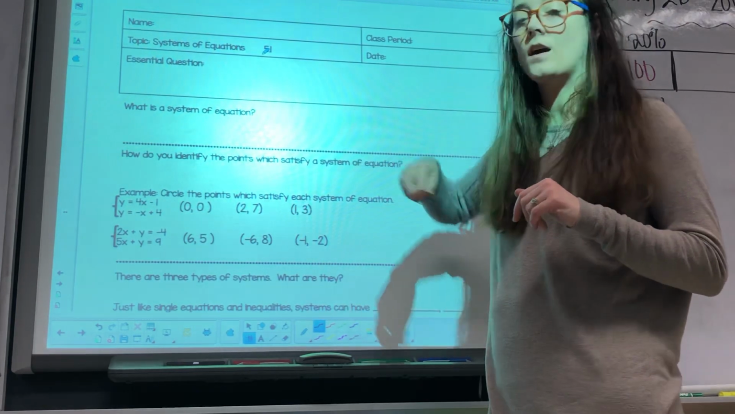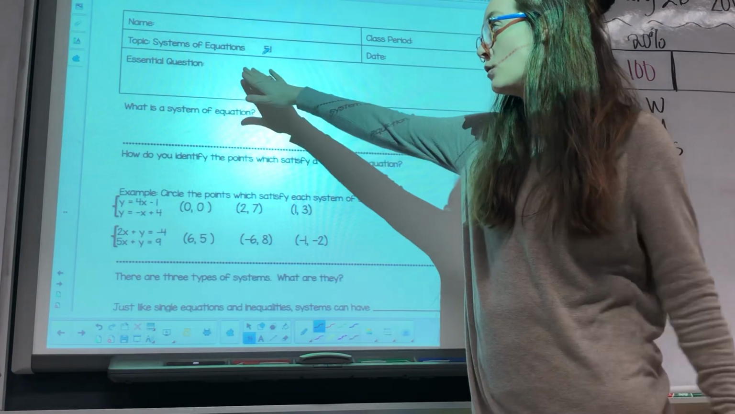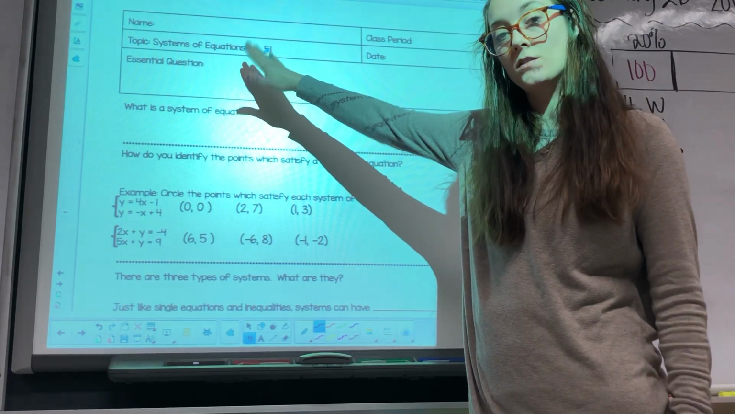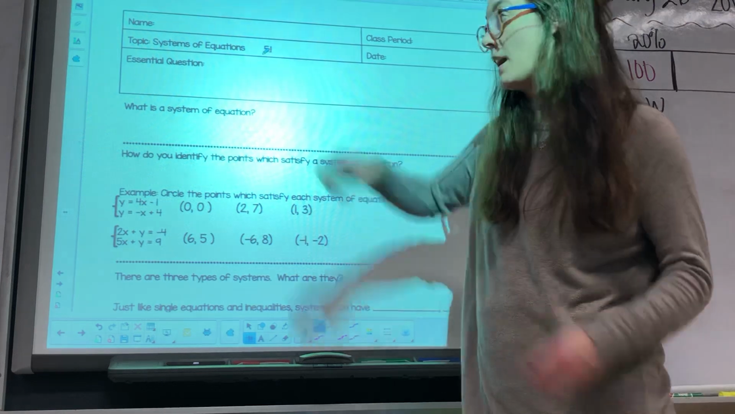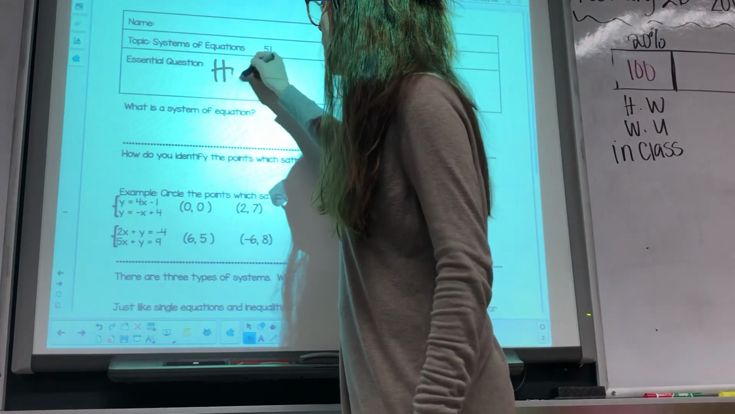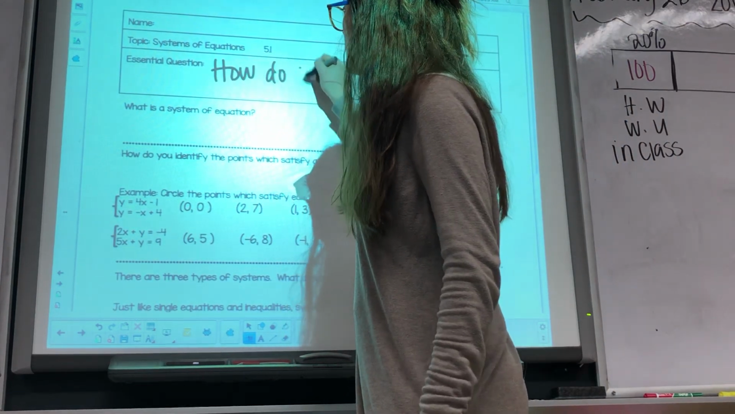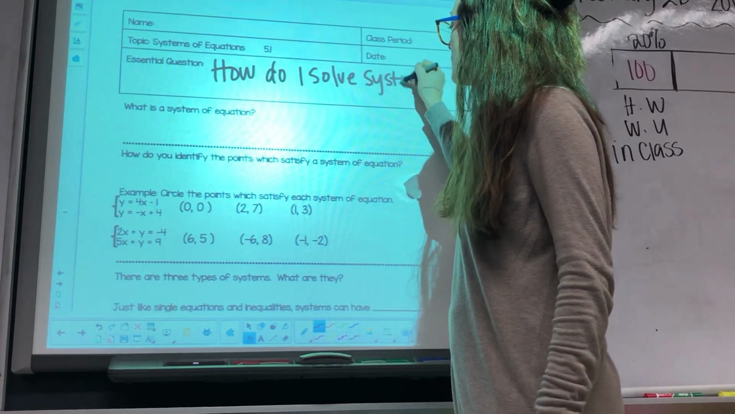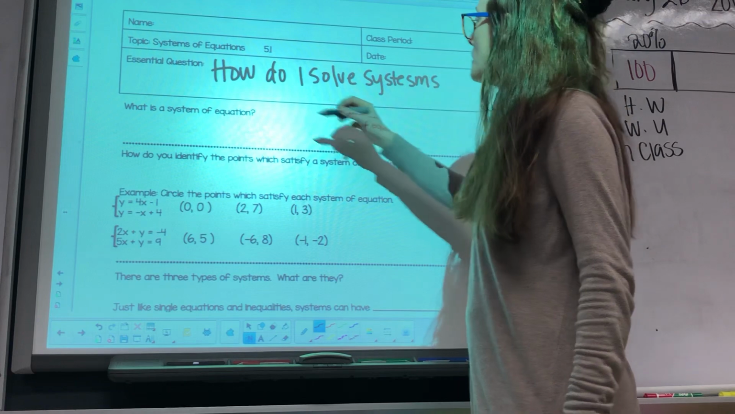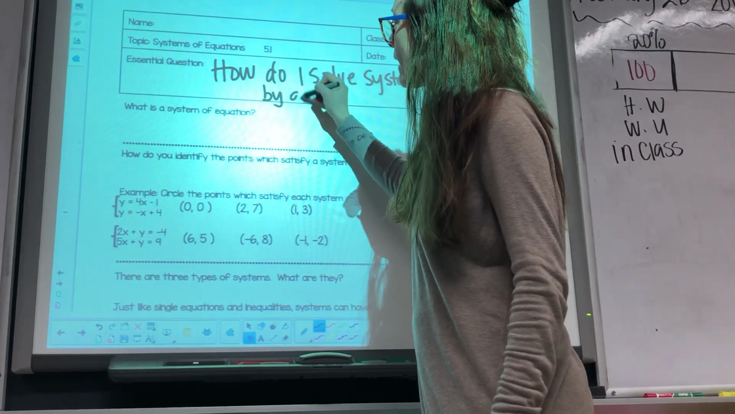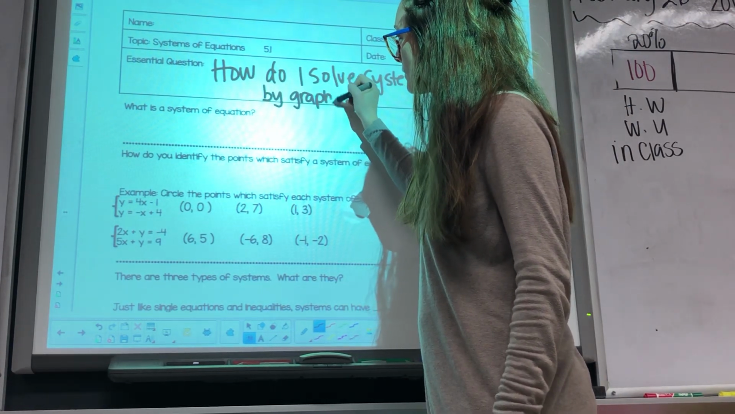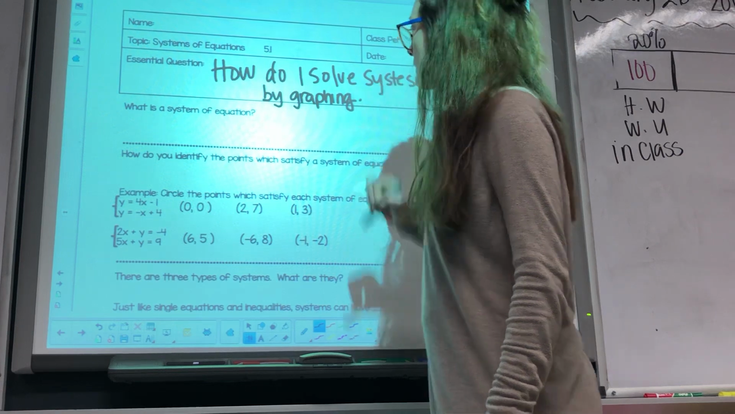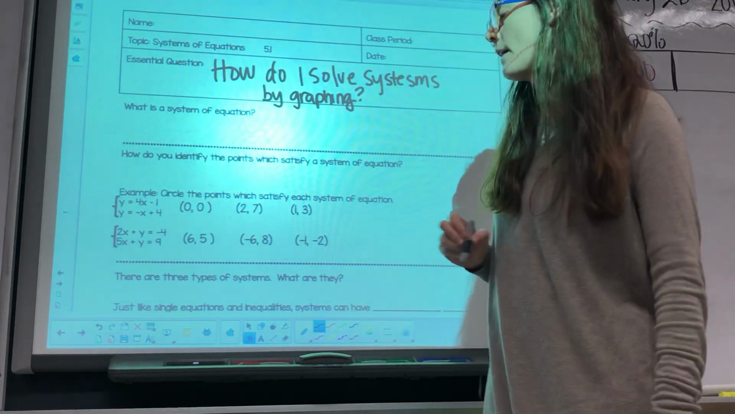So 5-1, our essential question today, we're starting a new topic, which is system of equations. Our essential question today is, how do I solve systems by graphing? How do I solve systems by graphing?